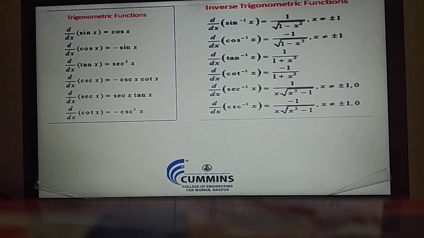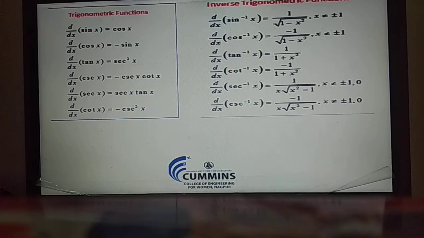So d by dx of sin inverse x is 1 upon square root of 1 minus x square, x not equal to plus minus 1. d by dx of cos inverse x is equal to minus 1 upon square root of 1 minus x square, x not equal to plus minus 1. Similarly, the derivatives of the other inverse trigonometrical functions are also given.